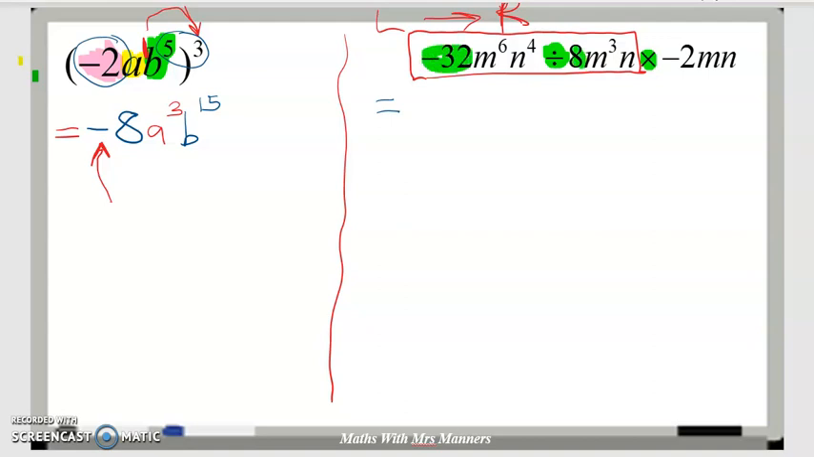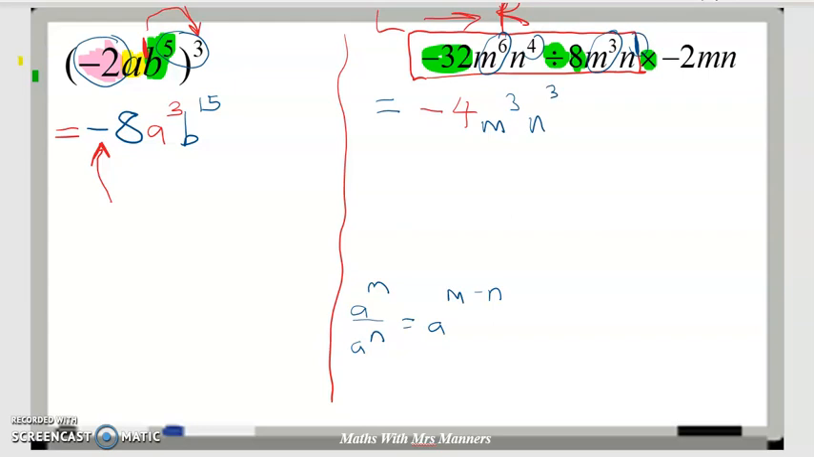So first thing I'll do when I'm dividing is divide my coefficients. So minus 32 divided by 8 gives me minus 4. And when we are dividing, in our last video, we reminded ourselves of the rule that a to the m divided by a to the n is a to the m minus n. So we're going to subtract those powers. So 6 minus 3 is just 3, so we get m cubed. And n here has an imaginary 1. So if I subtract the 1 from the 4, I'm going to get 3, so we get n cubed.